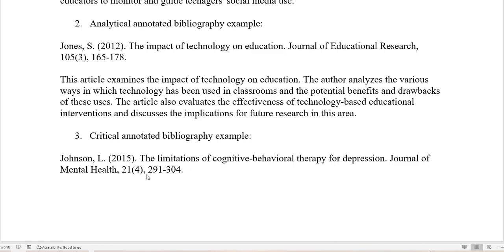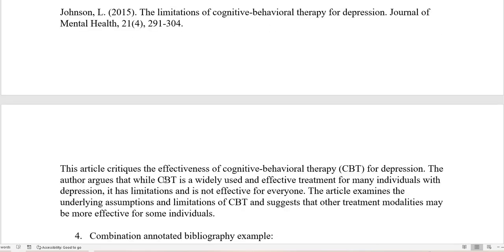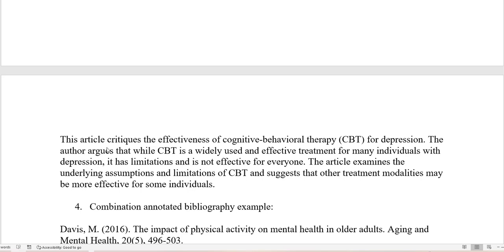So here you have the same thing. You have the name of the person, the date, then you have to italicize this, name of the journal, and then the page number. So this article critiques the effectiveness of cognitive behavioral therapy for depression.